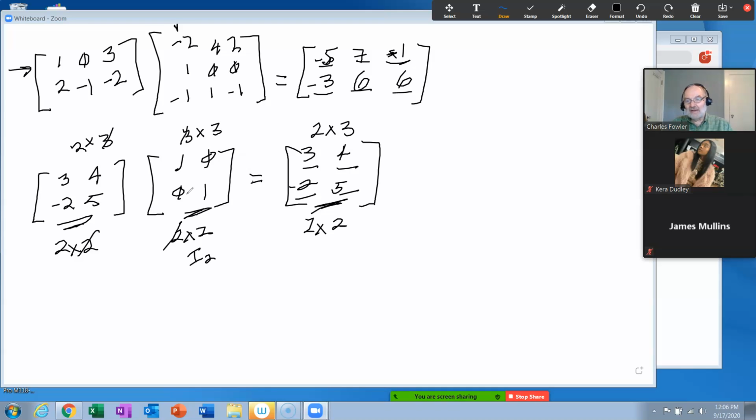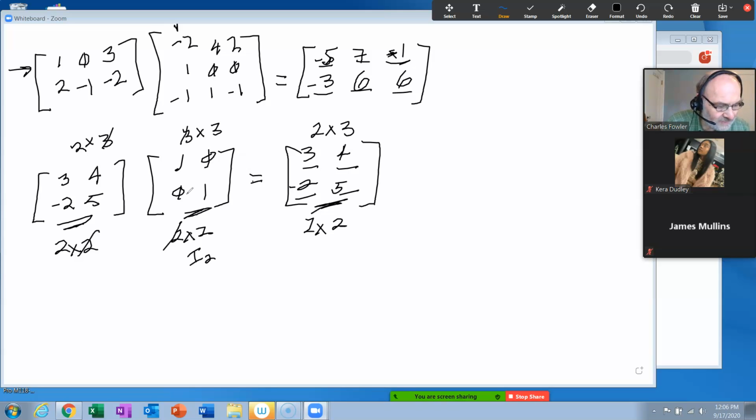Now, it acts like the number 1 in regular multiplication. Multiply any number in the world, negative pi thirds times 1 is still negative pi thirds. So 1 is the multiplicative identity element of the real numbers. Well, the identity matrix, the appropriate size identity matrix, is your multiplicative identity in matrix multiplication.